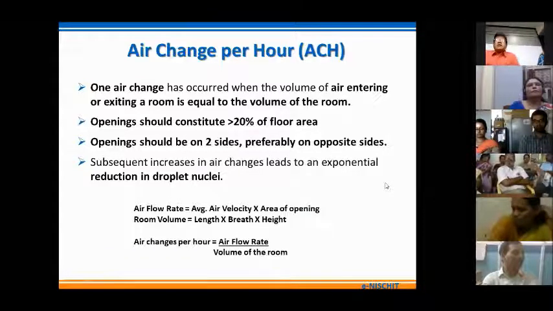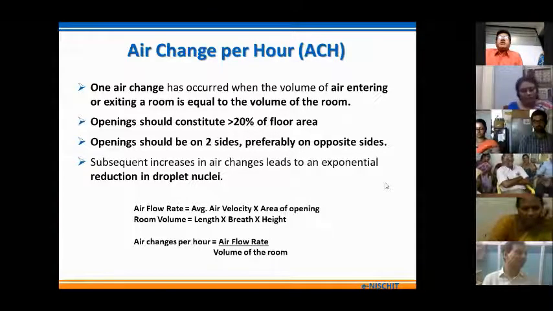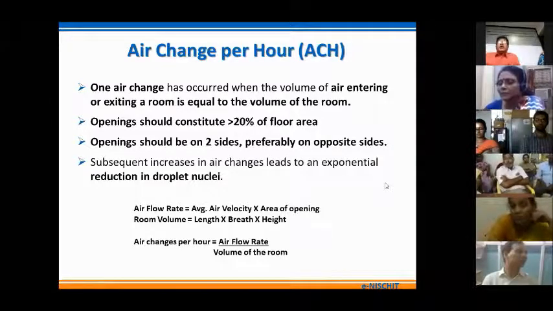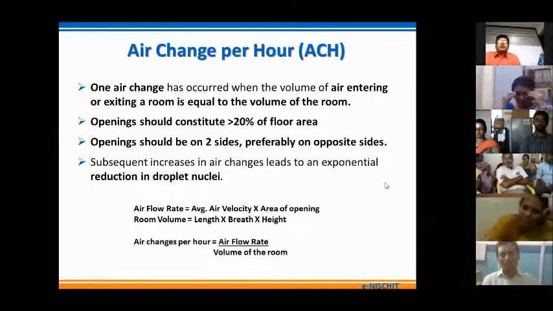And there are some calculations which we also base our readings on. There are 2 parameters which we look into: airflow rate, that is average velocity, and the area of the openings of the windows and doors all put together. And then we also need room volume, length, breadth, and height, which we know, which is again calculated for the room. So air changes per hour is calculated as airflow rate divided by volume of the room. This is how we calculate for each room.